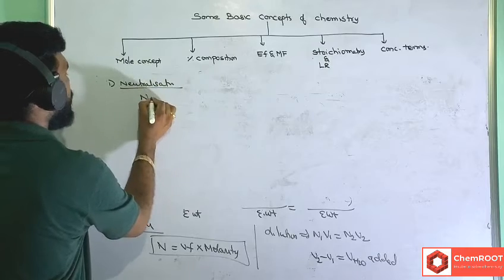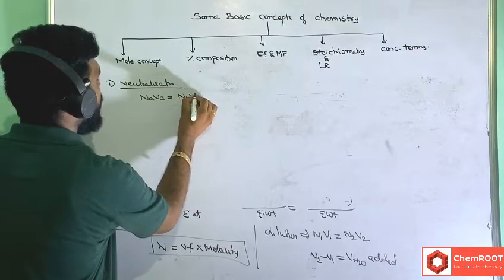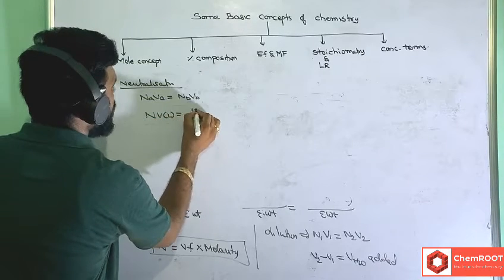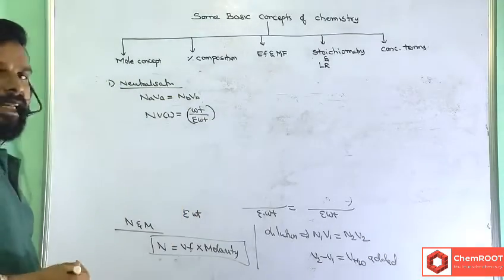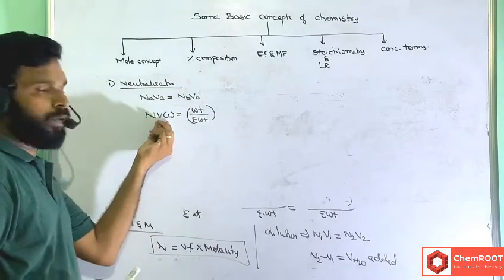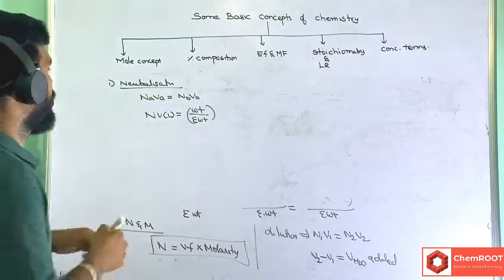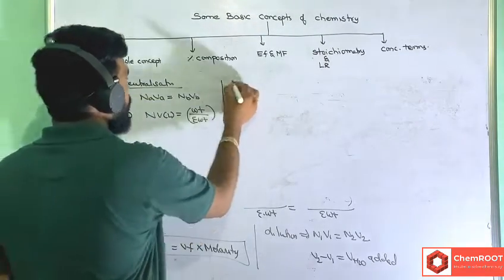In the neutralization case, the number of equivalents of acid is equal to the number of equivalents of base. N into V, that is normality into volume in liters, equals weight by equivalent weight. Sometimes for one acid or base they will give normality and volume, and for the other substance they will give mass. In that case, you have to use this formula for titrations.